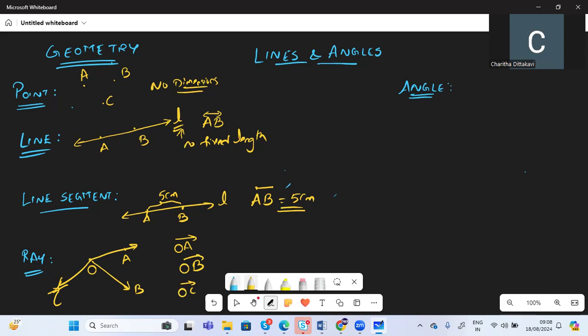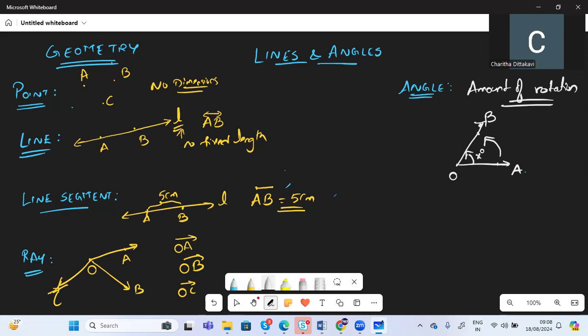Now coming to angle, what exactly is an angle? An angle is nothing but the amount of rotation. The amount of rotation which a ray makes is called an angle. Suppose you have OA as a ray, and from this position it moves in an anti-clockwise direction and attains a position OB. Clear? So OA and OB, observe this. What is the amount of rotation this ray has done? That is represented by some x degrees. That is called the angle.